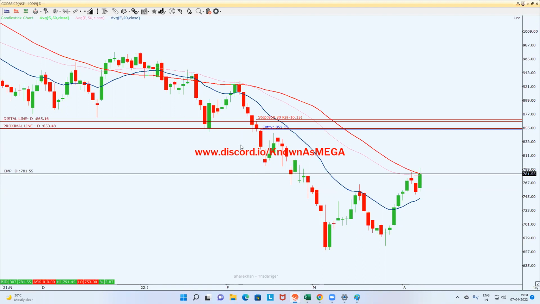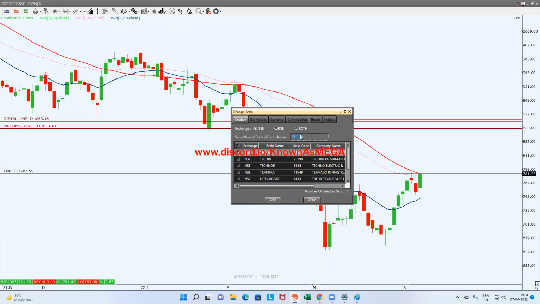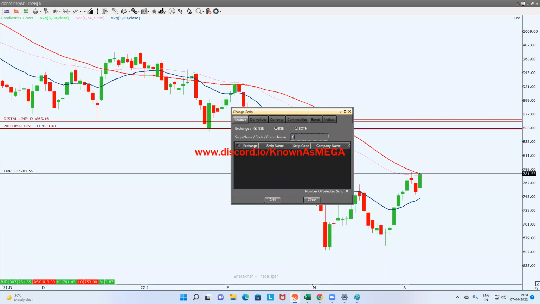Right, so now let's mark one more supply zone for some other stock. Somebody asked me about Granules. Okay, I'll take Granules.